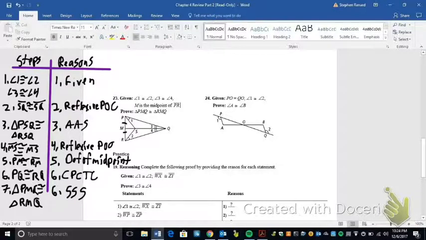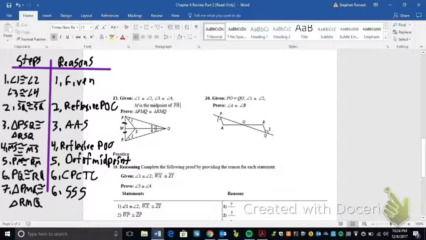Flipping back to a two-column proof here. So we're given that 1 is congruent to 2 and 3 is congruent to 4. We know that SQ is congruent to SQ by the reflexive property. So that's going to give us that PSQ is congruent to RSQ. And those two triangles are going to be congruent by angle, angle, side.